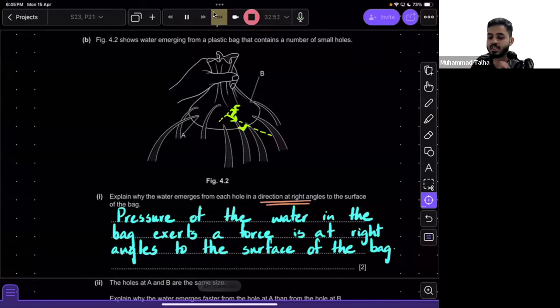All right. Sometimes the examiner might also reverse the question here. They might ask you to describe an experiment in which it is shown that the pressure of the water in the bag exerts a force which is at right angles to the walls of the container. In that, you'll just describe this experiment: when you make holes in such a container or bag, the stream of water which comes out is at right angles to the surface. So when it exits, obviously, it will curve downwards, but right at the point when it exits, it's going to be at 90 degrees to the container, right?